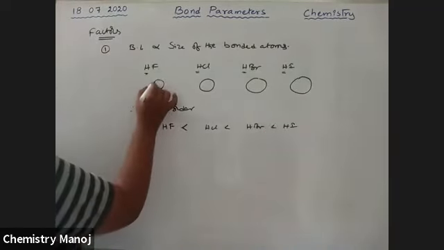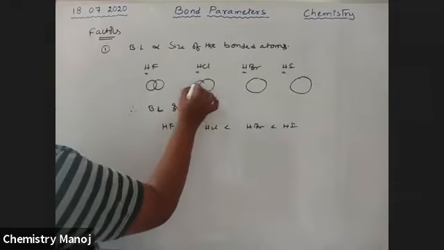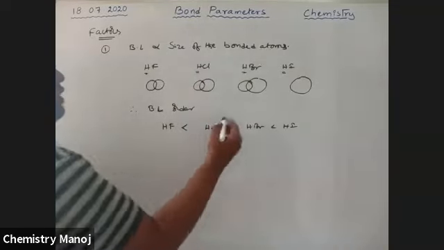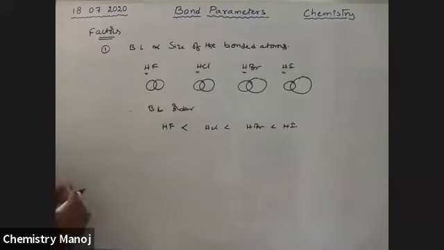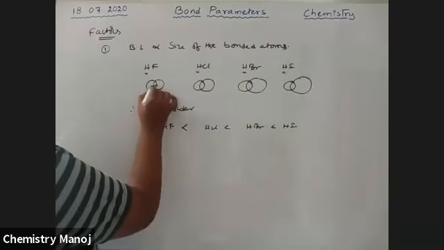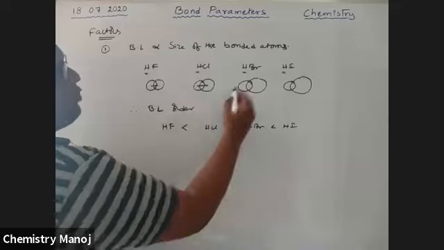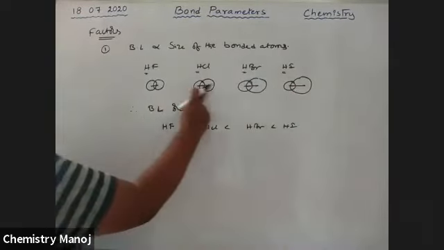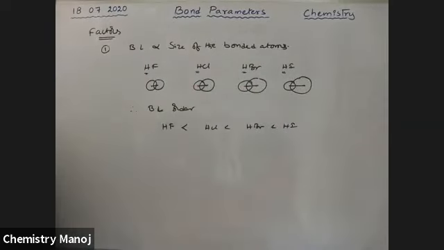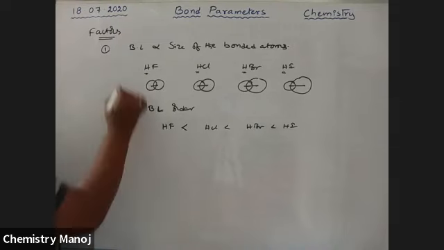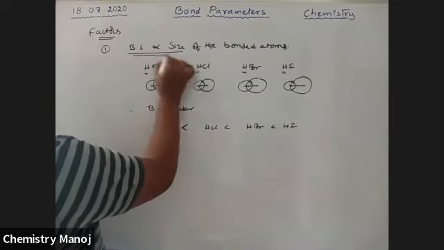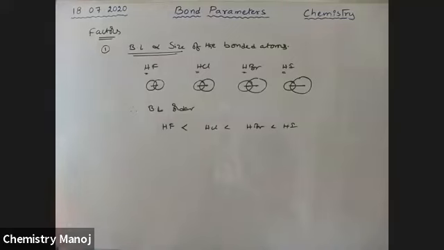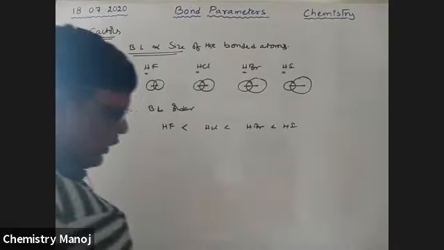See here, this is the hydrogen atom. Now our internuclear distance, this is the internuclear distance. No doubt the internuclear distance increases, so that means bond length increases. So first of all, bond length is directly proportional to the size of the bonded atoms. It is very, very important.